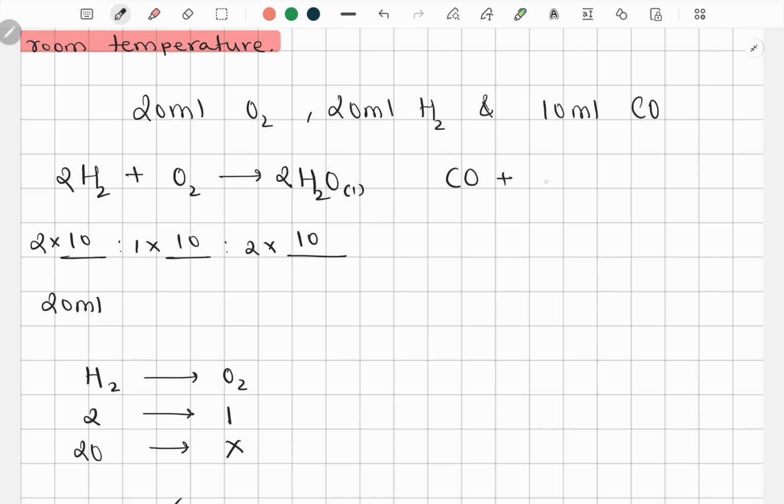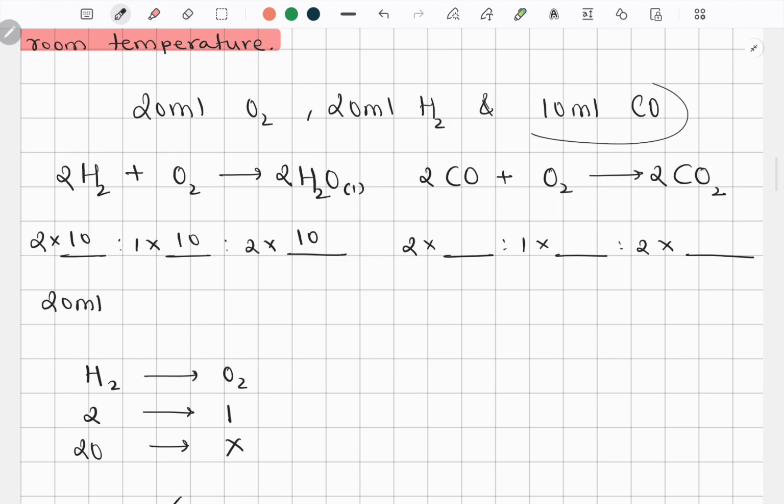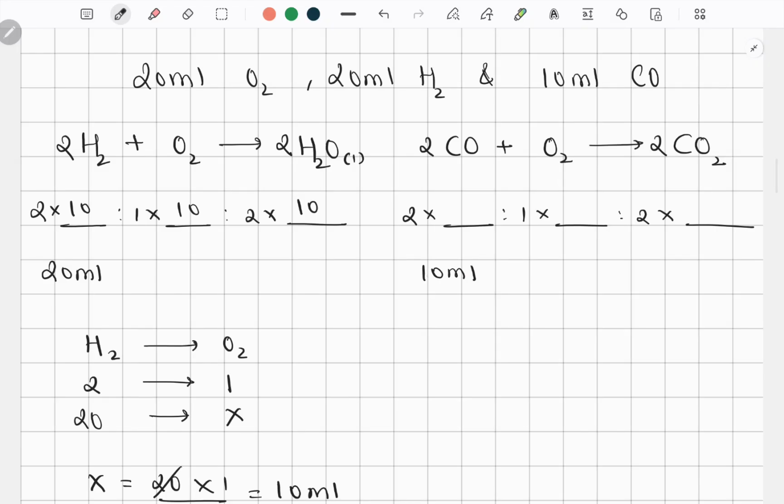Next reaction: when CO reacts with O2, it forms CO2. Again we have to balance the chemical equation, so we balance it by multiplying 2 here and 2 here. 2 carbon, 2 carbon, 2 oxygen plus 2 oxygen, 4 oxygen, 2 to 4 oxygen. The chemical equation is balanced. Again according to Gay-Lussac's law, the gases bear a simple whole number ratio. We have 10 ml of CO, so 2 fives are 10, so here also 5 and here also 5.